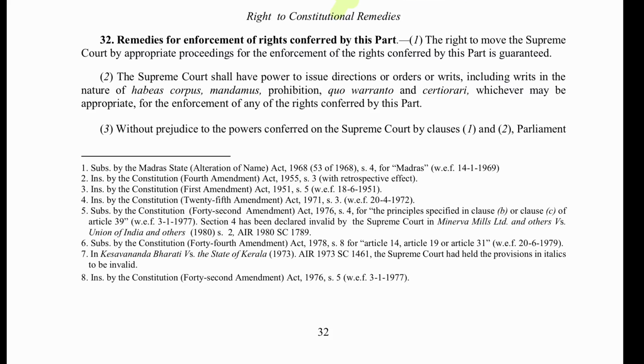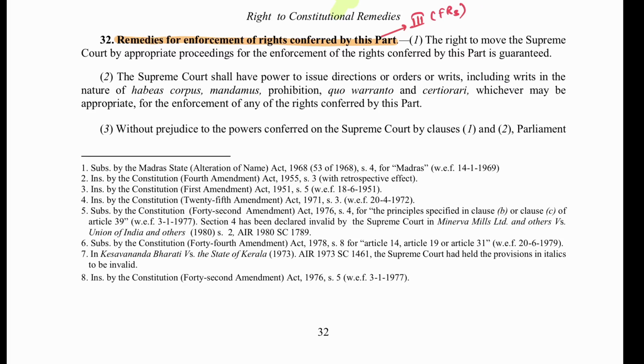Firstly, it is telling you that we are providing certain remedies for the enforcement of the rights conferred by this part. This part means Part 3, which is dealing with fundamental rights. So they are telling you that in this Part 3 of the Constitution, whatever rights we have conferred, we are giving you the remedies for the enforcement. Because it might happen that these rights are not practically enforced even if they are mentioned in the Constitution. So you need a mechanism to enforce them also, right? You need a certain remedy for the enforcement.